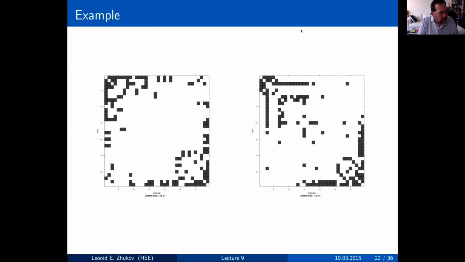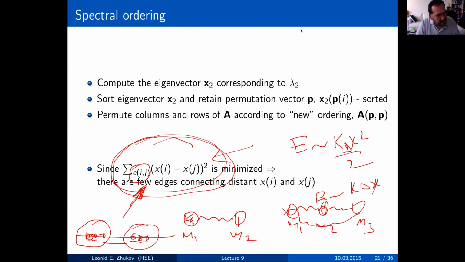May I ask a question? Speak up, I'm sorry. Yes, I have a question. You said that we should position these masses on a straight line, but I don't understand how we can do it, for example, for a triangle graph. We have, for example, a graph on three vertices, a triangle.